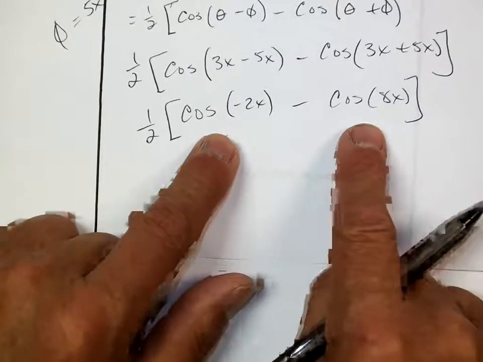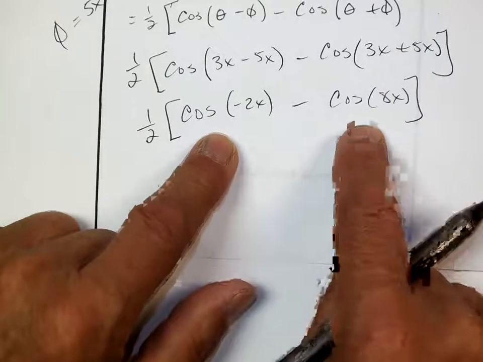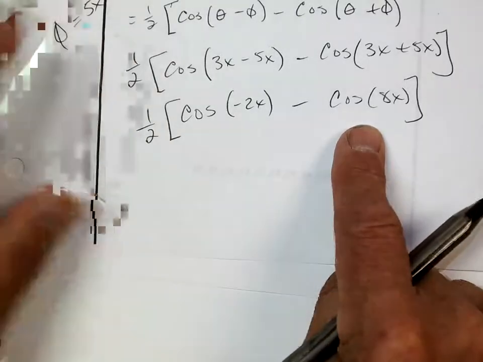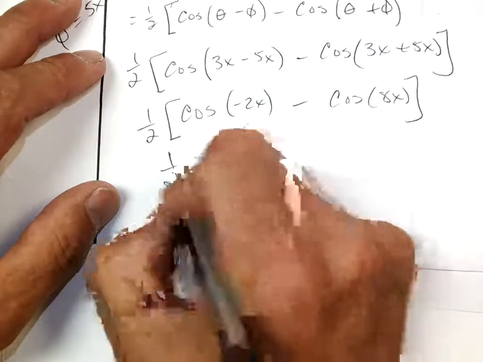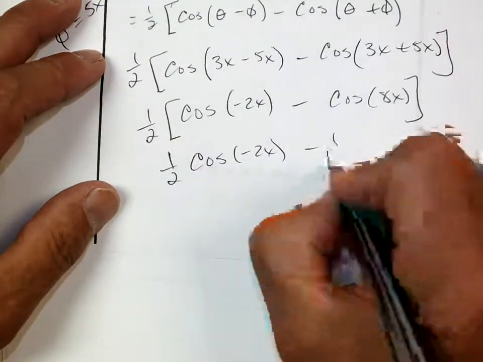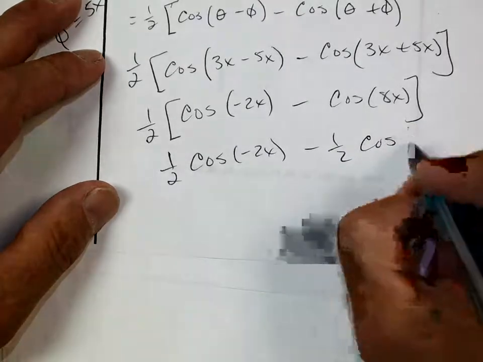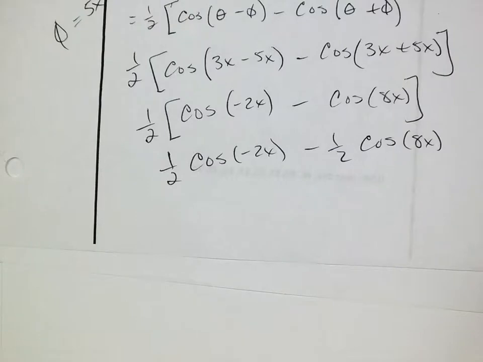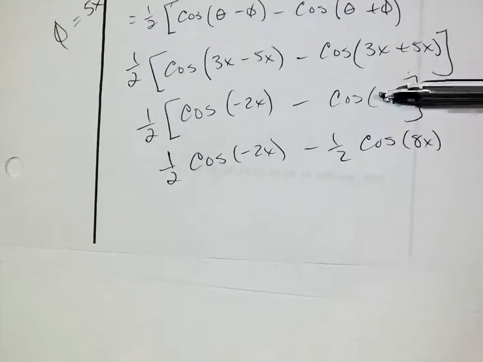You cannot subtract these. They're different. So technically that is the answer, and that's a great answer. I would take it. We could take it further. We could make it 1/2 cosine of negative 2x minus 1/2 cosine of 8x, right? We could bring the 1/2 through. You okay with that? Again, I would take this answer.